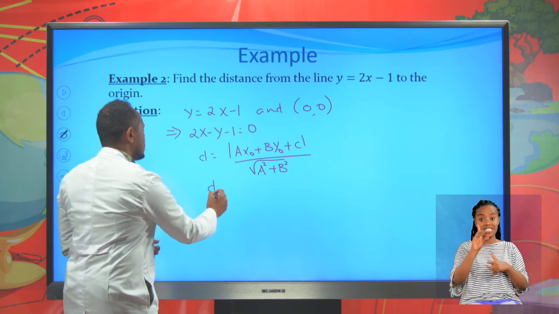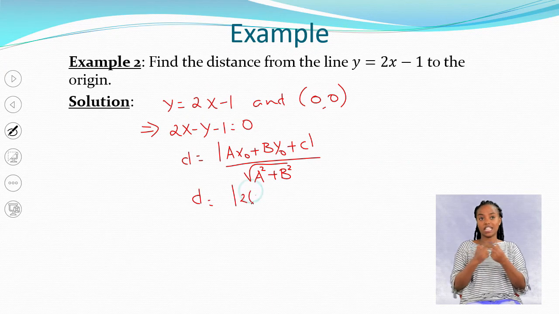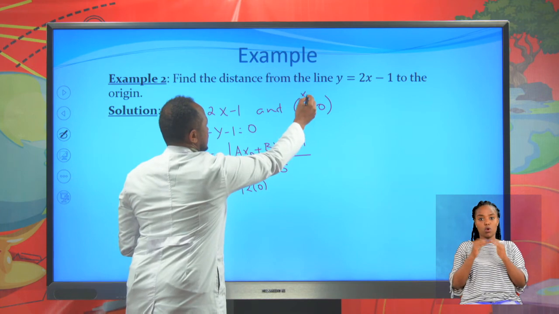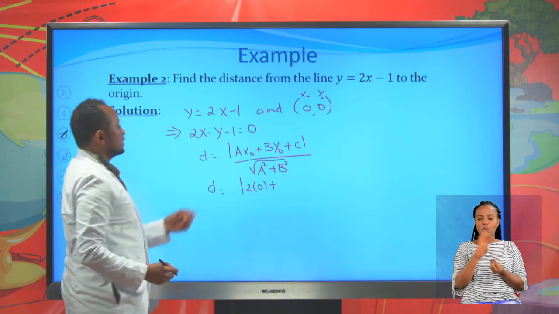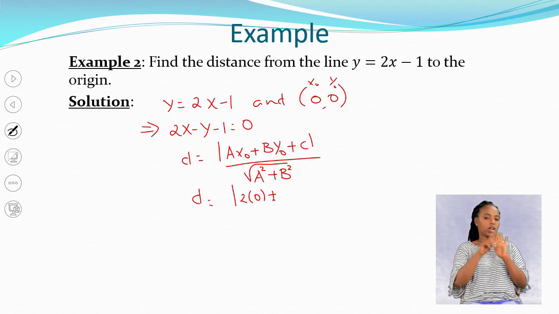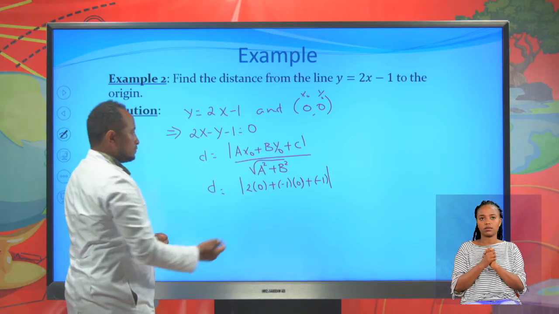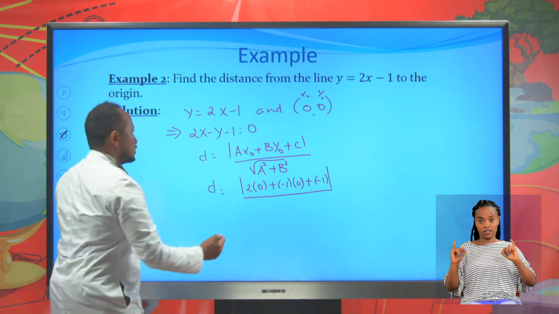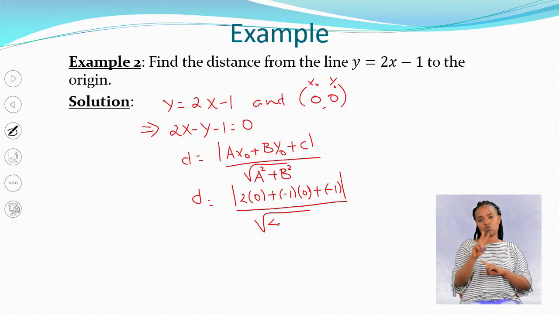Therefore, D is equal to the absolute value of, our a is the coefficient of x here, it is 2, times our x naught at the origin, it is 0. Our x naught is this one, and our y naught is this one. Plus b, the coefficient of y, it's minus 1, so minus 1 times y naught is 0, plus c, since it is negative 1, divided by the square root of a, the coefficient of x, 2 squared is 4, plus b is minus 1, minus 1 squared is 1.